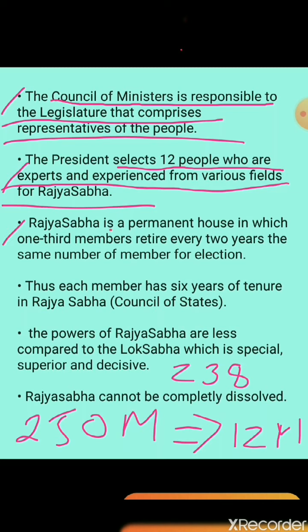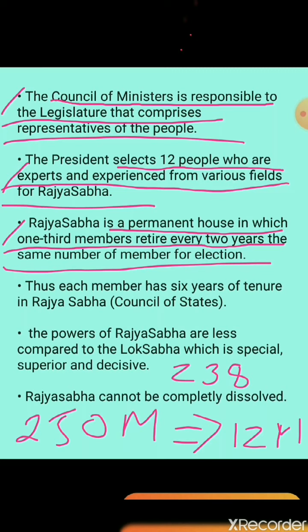Next, Rajya Sabha is a permanent house in which one-third members retire every 2 years, and the same number of members are elected. Now what they're saying, right? Rajya Sabha कौन सा हाउस है? परमानेंट हाउस, वो पूरा का पूरा डिसॉल्व होता नहीं है, right? Every 2 years, sorry, not two-third, one-third members are retiring themselves, and the same number of members are elected.